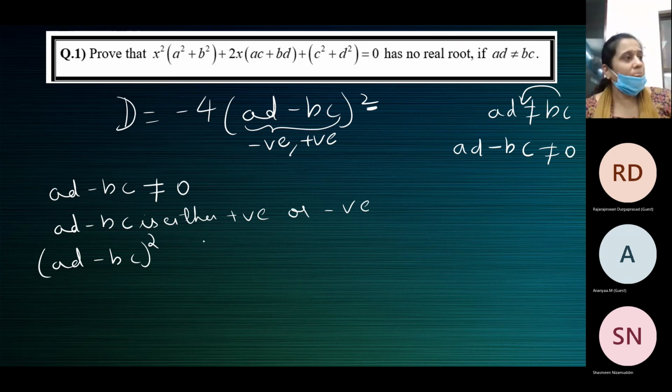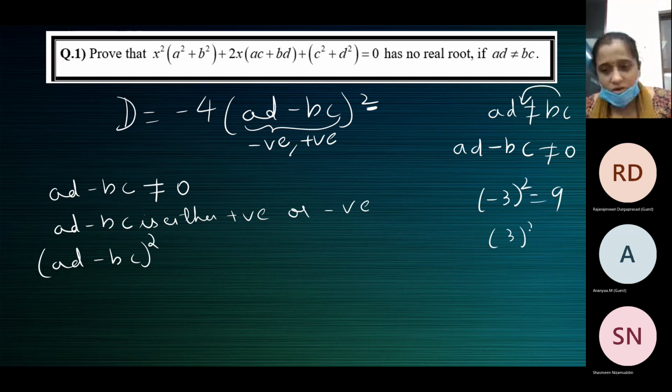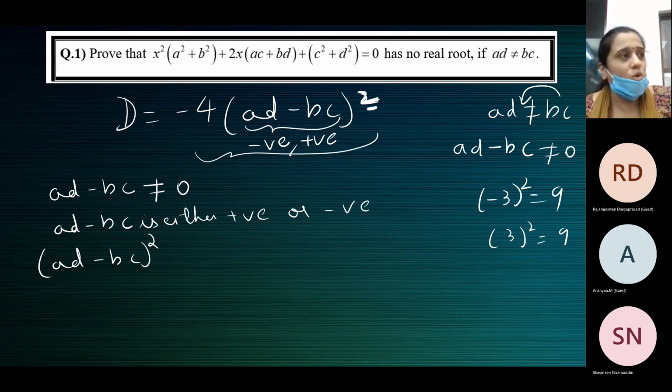It will be positive. Ram is not following. See here, minus 3 the whole square is 9, and 3 the whole square is also 9. Whether it is positive or negative, the square is always positive. So AD minus BC the whole square. We are trying to understand the different parts of this expression: AD minus BC the whole square.